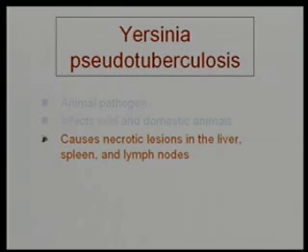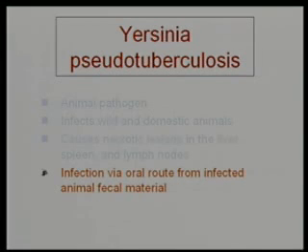It causes necrotic lesions in the liver, spleen, and lymph nodes. Infection is via the oral route from infected animal fecal material, so it has orofecal transmission. If you suspect an animal to be sick and it is endemic in the area, you have to be careful there.